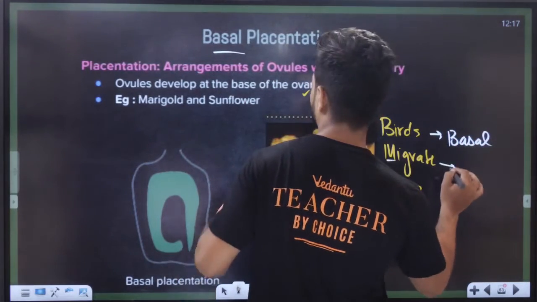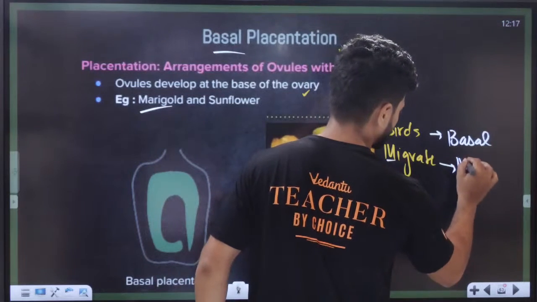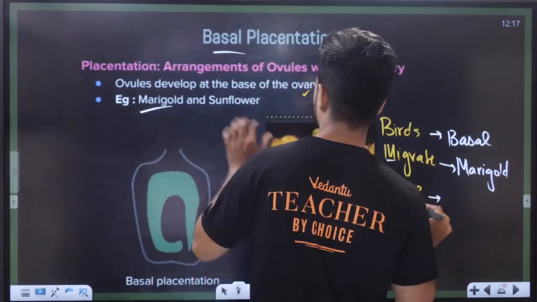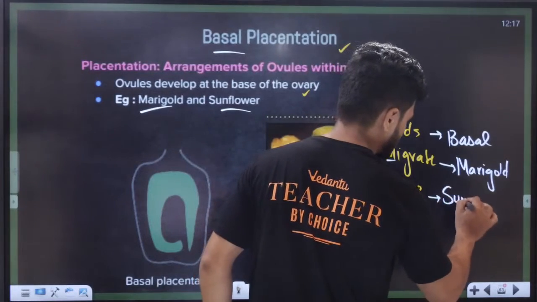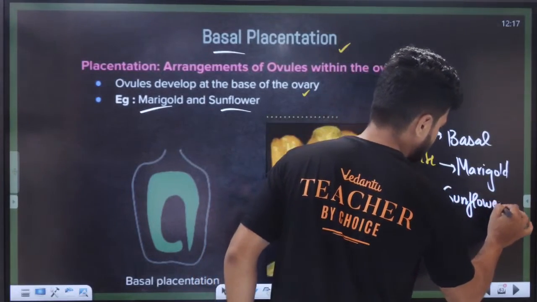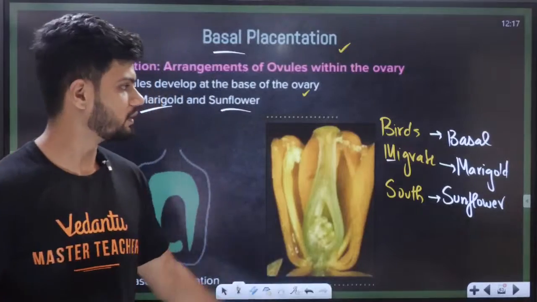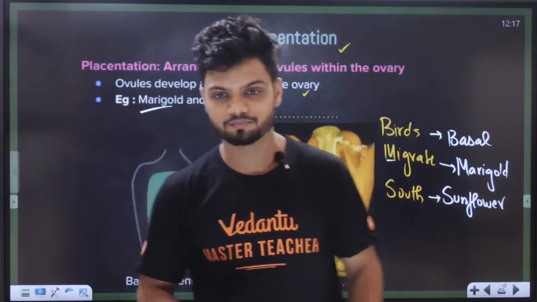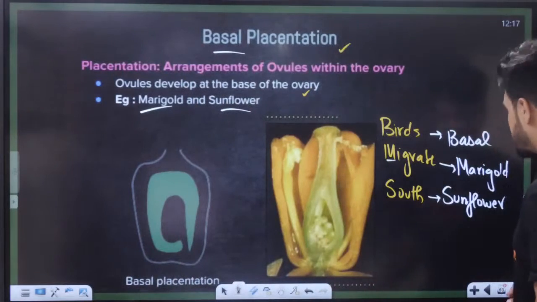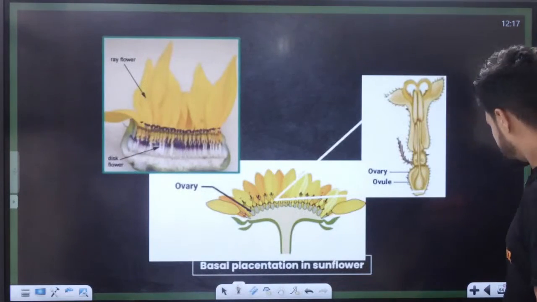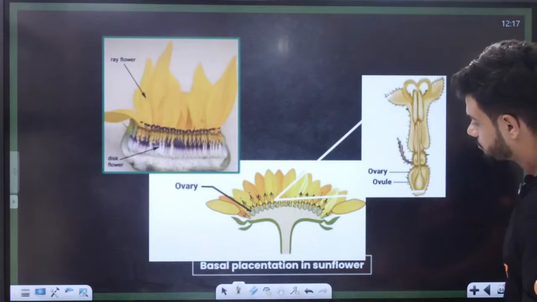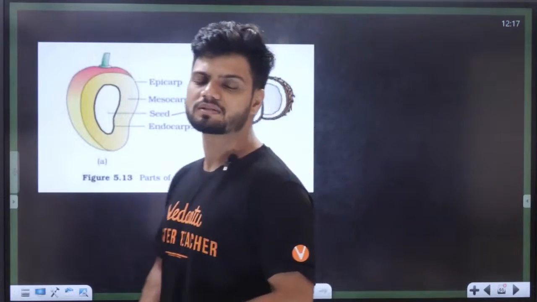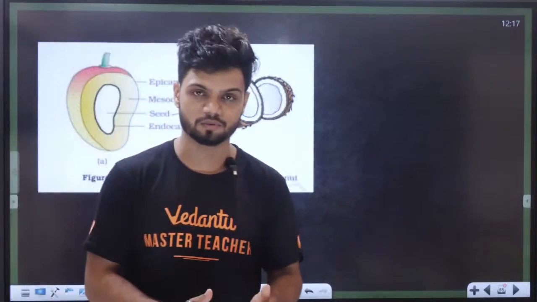M stands for marigold, and S stands for sunflower. So marigold, sunflower, and basal placentation. These are three examples of basal placentation. Okay, this is sunflower. Basal placentation in sunflower. Now, apart from that, they can always ask you the example of fruit also.